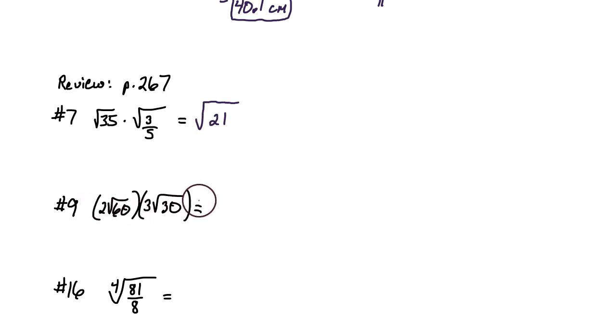Number 9. Like the last one, let's multiply these together and get a single radical symbol. 60 times 3 is 1,800.